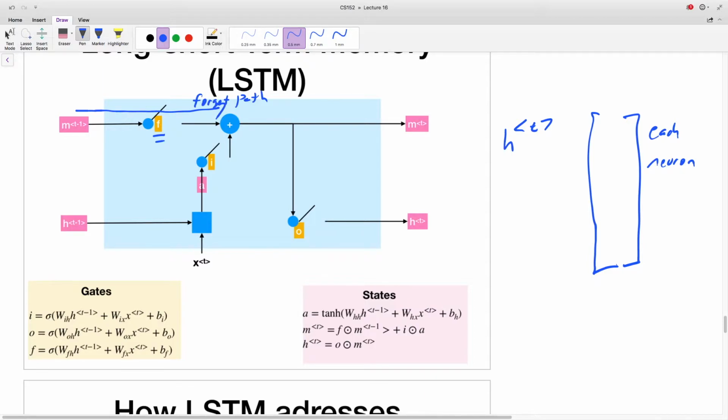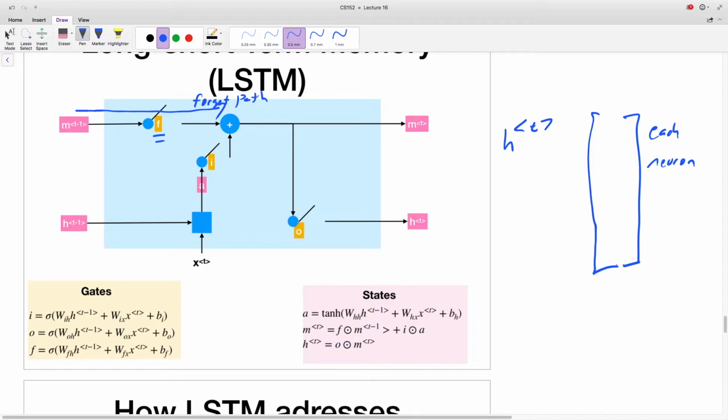A is no different from what we had before, right? We're just taking the old hidden state, multiplying it by our HH matrix, taking the current input, and then applying, often, a tanh. So the new M super T is the forget gate, dot producted with M at t minus 1. That's just that gate across the top, plus I times A. And then H is just our output state times M. Okay, so that's how we compute this.